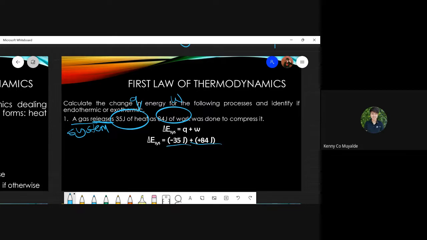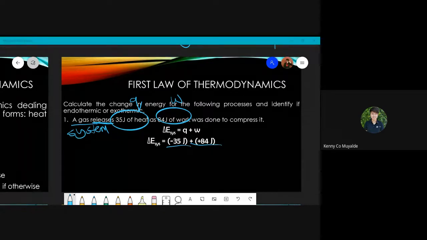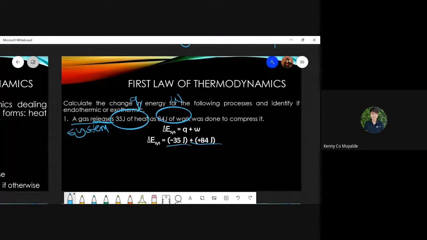Next, ipag-add natin. Negative 35 plus positive 84 joules. Wait lang, I will have my calculator too. So, what will be our answer? Okay, correct. Tama si Shane at si Maxim, si Revelin. Our answer is 49. Is it positive or negative? It is positive. So this will be equal to positive 49 joules.